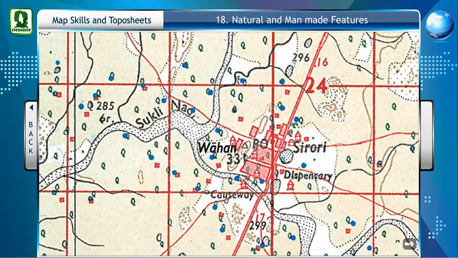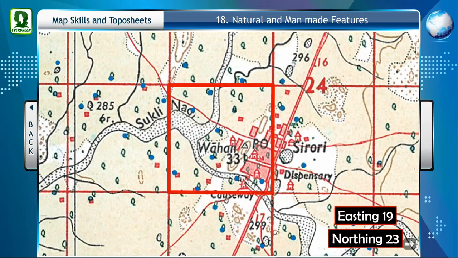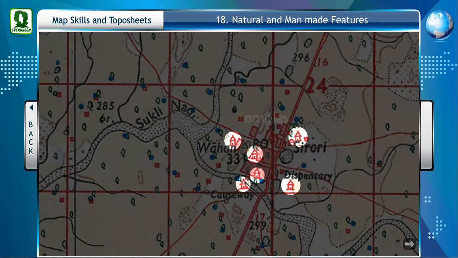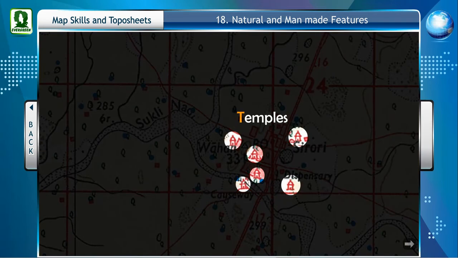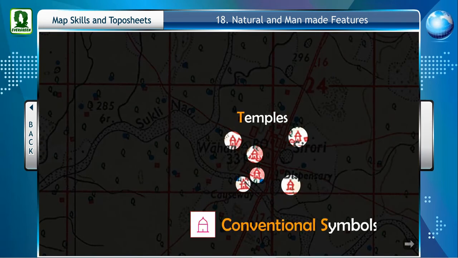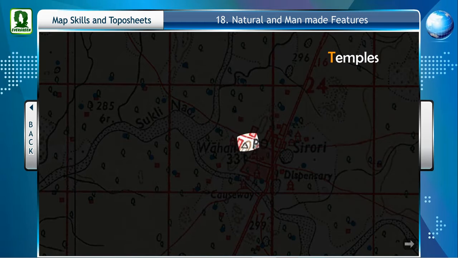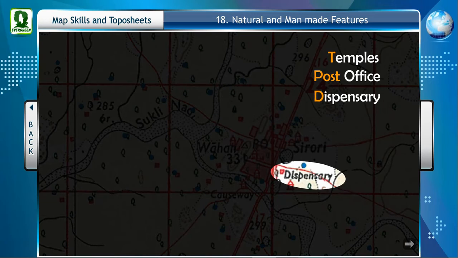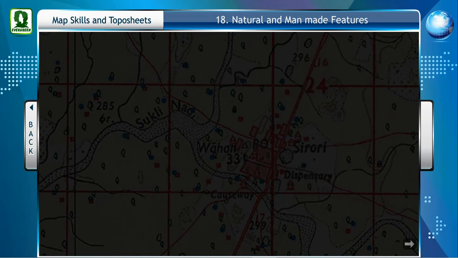To make things more clear, let's go through a topo sheet. Look at village Vahan, located at 1923. The village has temples as indicated by conventional symbols. Post office written as PO. A dispensary. All these are man-made features.